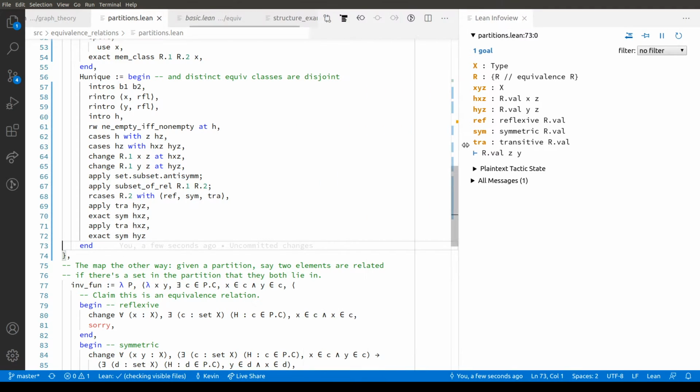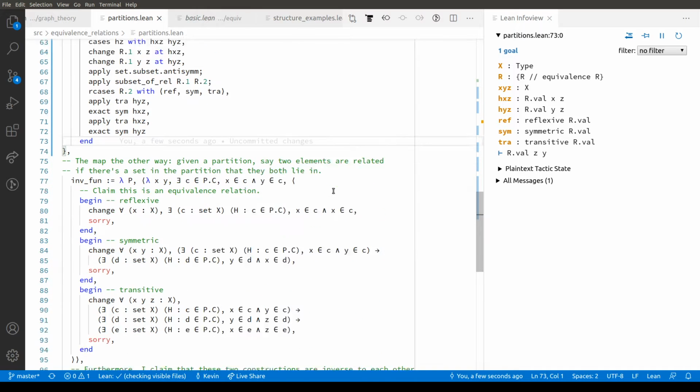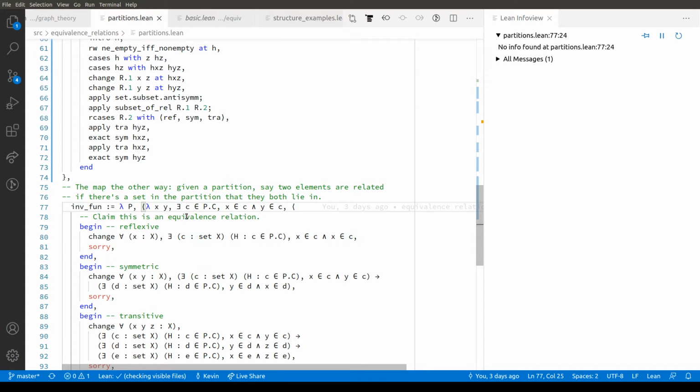And that means we've actually defined the function, right? So we defined the function in one direction. And now this function here, this is the function in the other direction. So now given a partition, we need to come up with an equivalence relation. And my equivalence relation is the following. We take two elements X and Y, and the equivalence relation is simply that there exists a block such that X is in the block and Y is in the same block. So that's the definition of the binary relation.